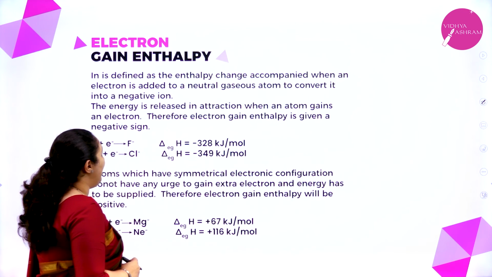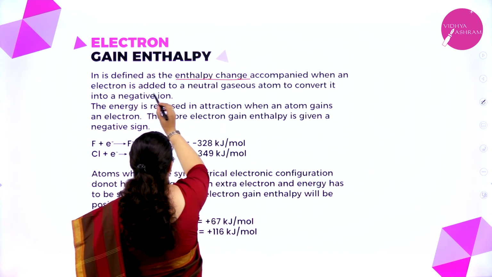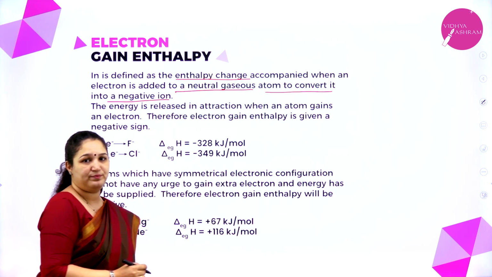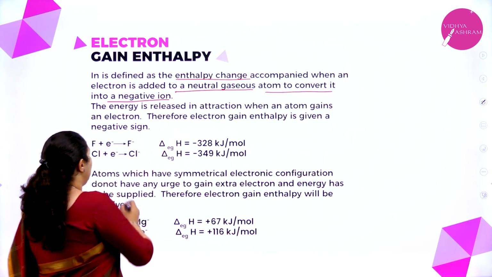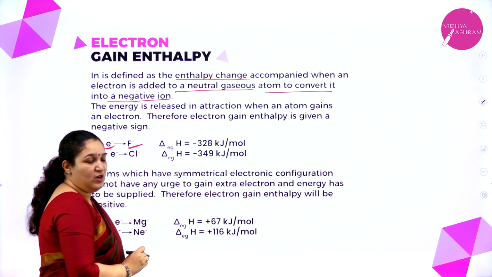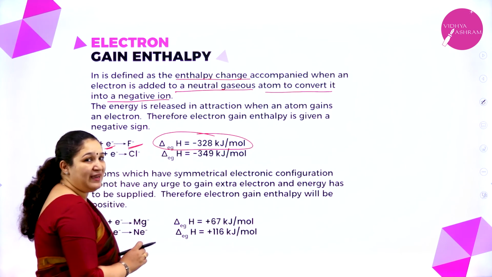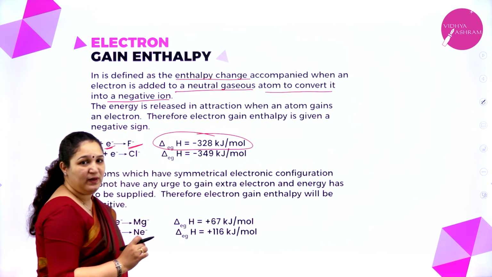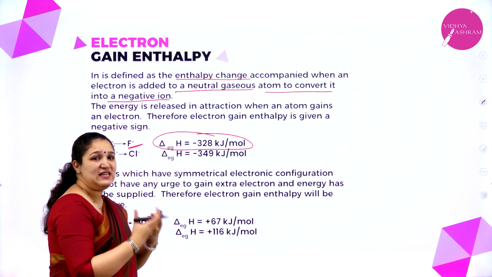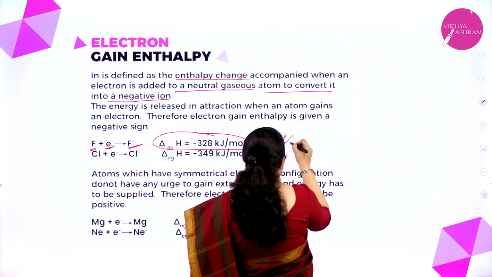So it is defined as the enthalpy change accompanied when an electron is added to the neutral gaseous atom to convert it to a negative ion. So for example, fluorine atom takes up an electron to become fluoride ion. So there is some amount of energy which is released, or the enthalpy is minus 328 kilojoule per mole. That means when it took up that one electron, it has released some energy, or it is an exothermic reaction.